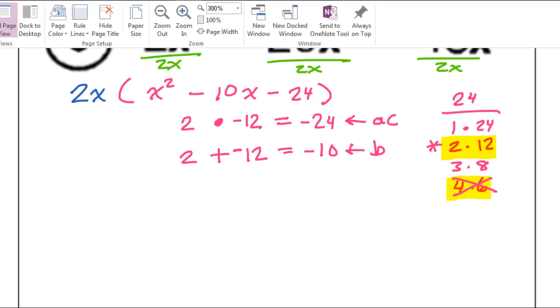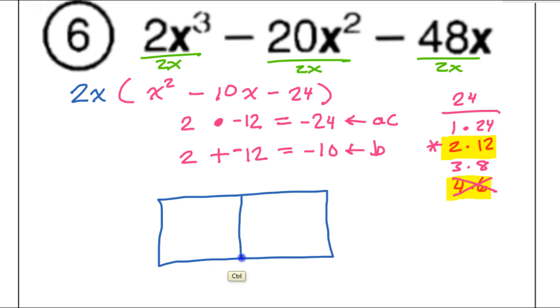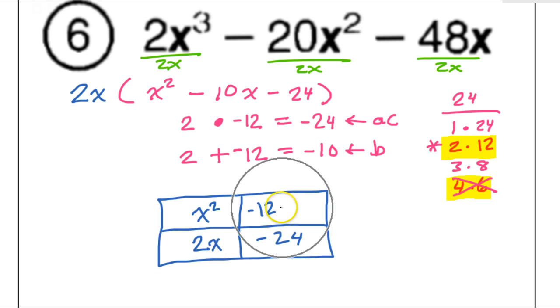Okay, so let's go ahead with the box method and set up this box. Okay, so we're just looking at the trinomial. The first box always gets the first term. The last box always gets the last term. The other 2 boxes get the 2 numbers that we just found. So 2 and -12. And these will always be x terms.